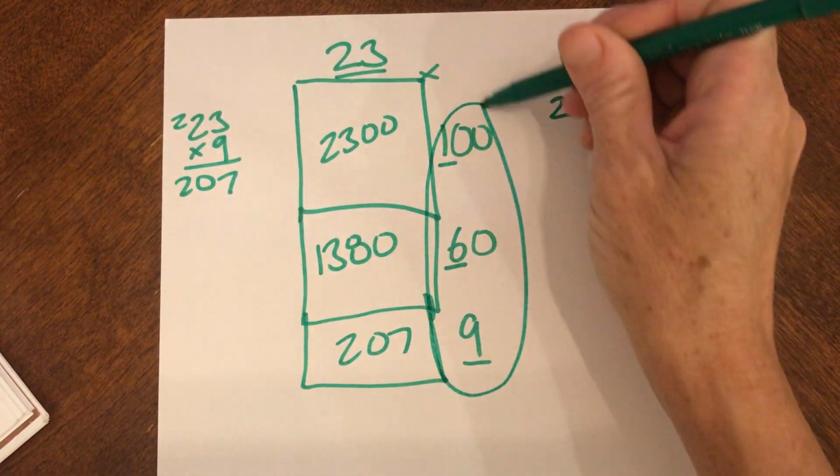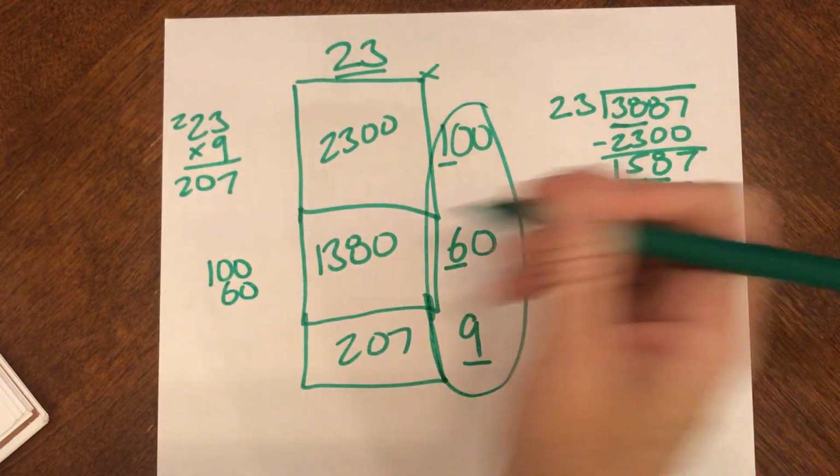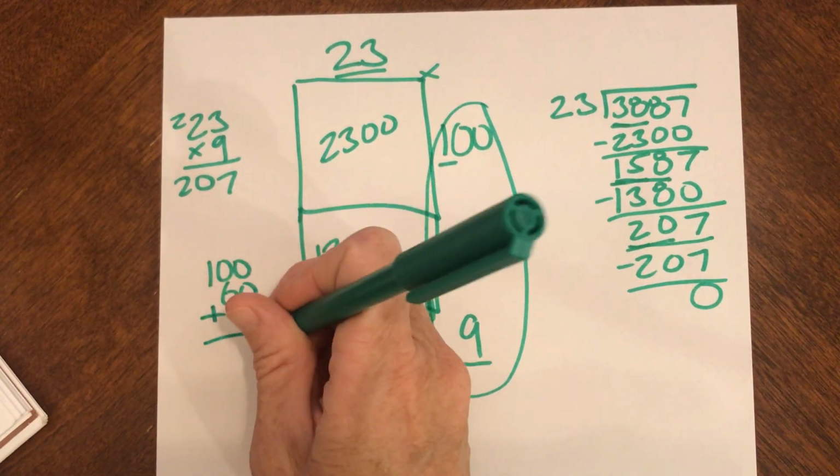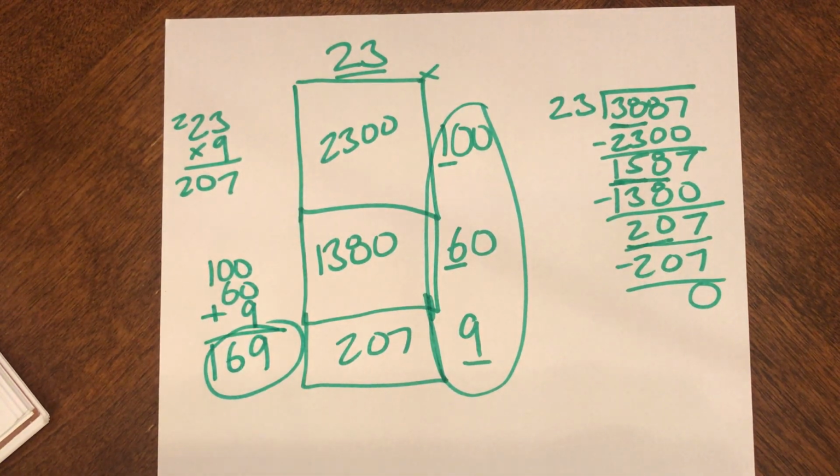So let's add my partial quotients. 100 plus 60 plus 9, and I'm getting 169. And it was not Swan who made the mistake. It was Miss Munoz who made the mistake. I'm sorry about that, friends.